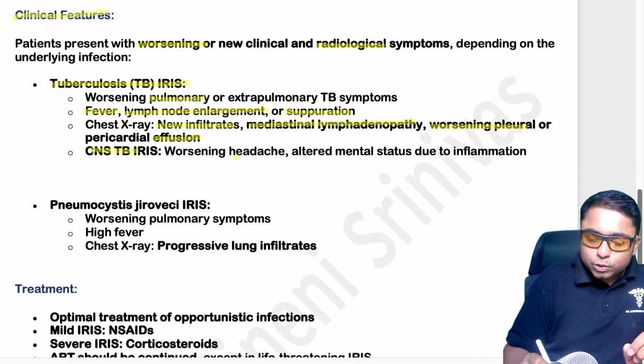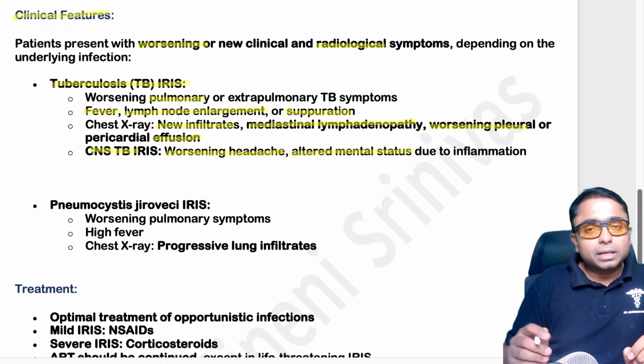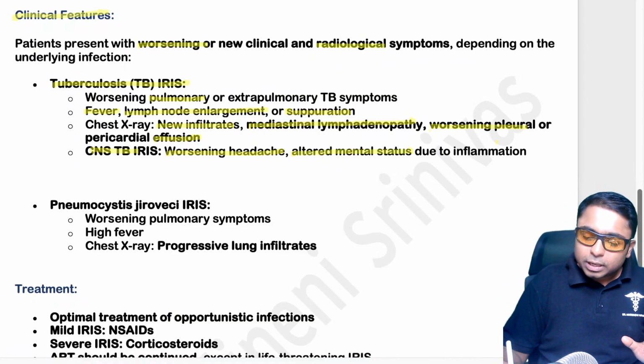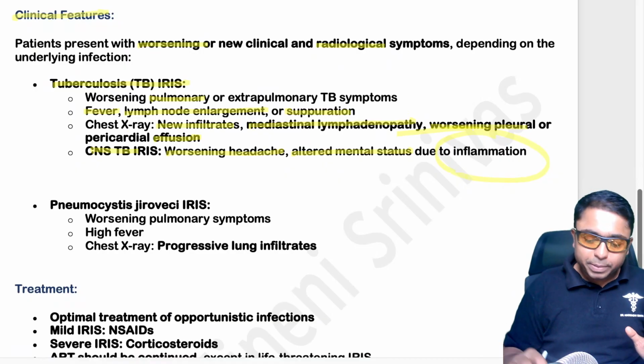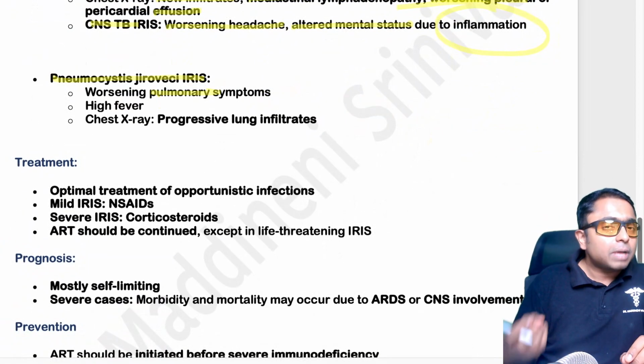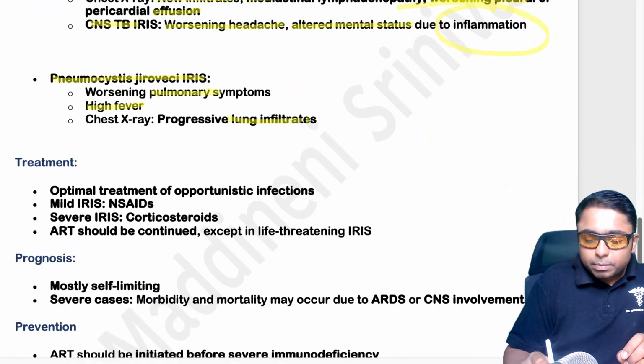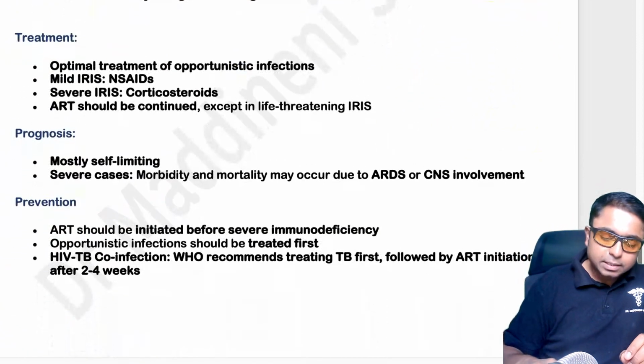CNS TB is going to be associated with worsening headache and also altered mental status, all of this thanks to the inflammation which is happening. Pneumocystis jirovecii IRIS again causes worsening of the pulmonary symptoms, and patients will have high fever, and there will be lung infiltrates on chest X-ray.